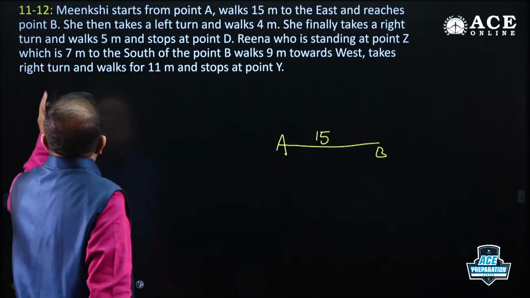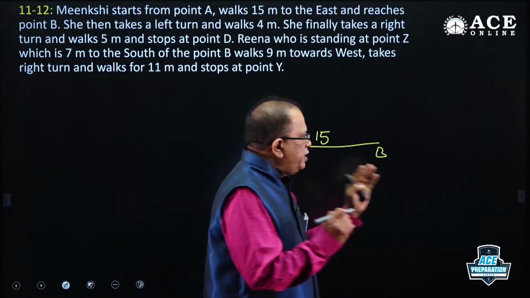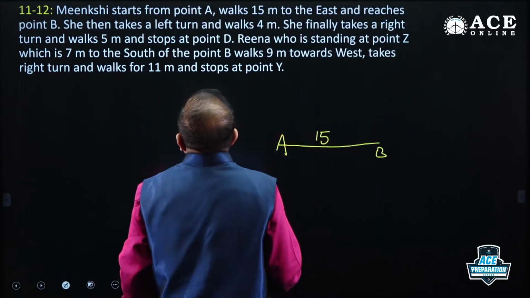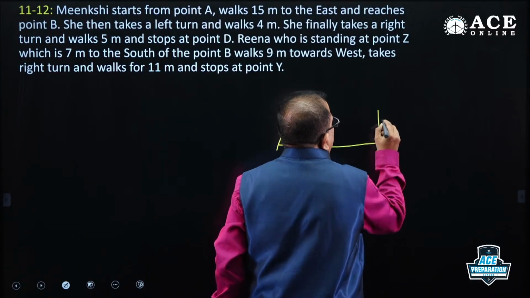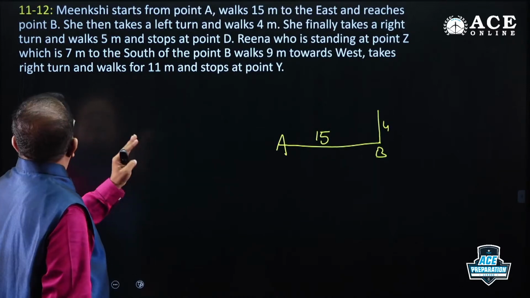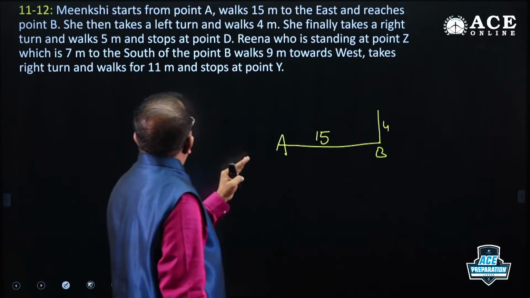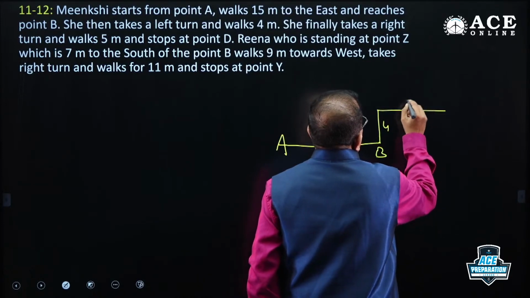Next. She then takes a left turn. When someone is moving from west to east, left turn, and walks 4 meters. So this is left and this is 4. She finally takes a right turn and walks 5 meters. She takes a right turn and walks for 5 and stops there.